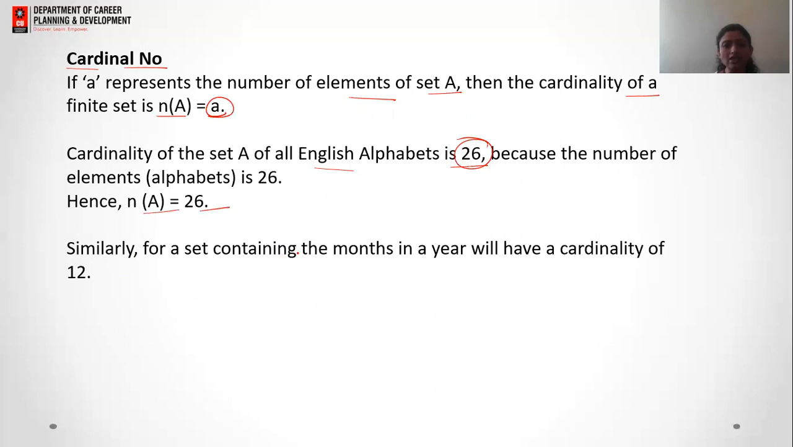Similarly, for a set containing the months in a year, we'll have a cardinality of 12, because in a year there are 12 months. So the number of elements for that set is 12. We can count these 12 elements. The number of elements means its cardinal number. Cardinal number means the number of elements without repetition. That is known as the cardinal number of the given set.